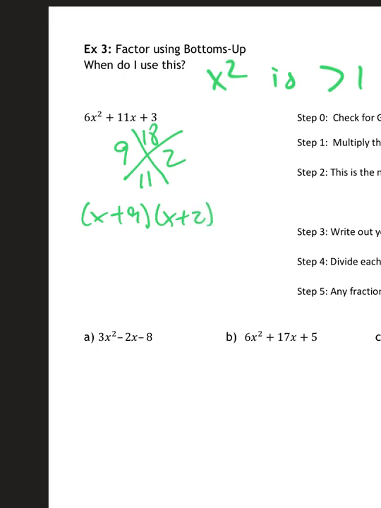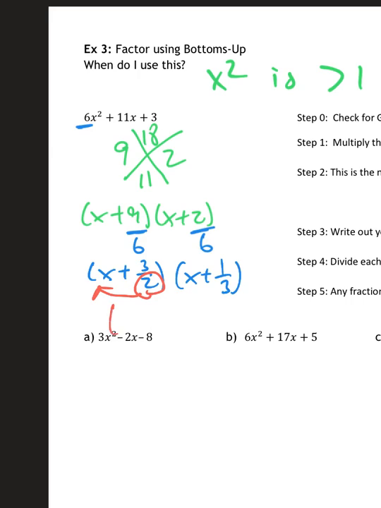Now, if I multiply that out, I'm obviously not going to get the first term because x times x is not 6x squared. So what I'm always going to do is take this and divide by the very first leading coefficient. That's 6 in this case. So I'm going to go ahead and reduce the fractions. So that's going to be 3 over 2. And once I have the fractions reduced, this is your bottoms up. I'm going to take the bottom of the fraction, kick it up front. So 2x plus 3. Take the bottom of the fraction, kick it up front. So 3x plus 1. And there you go. You have it every time.